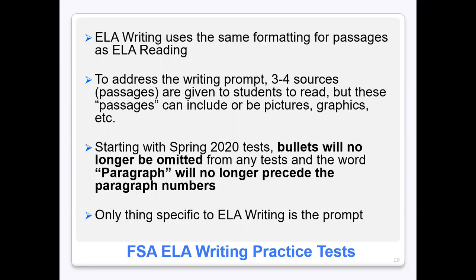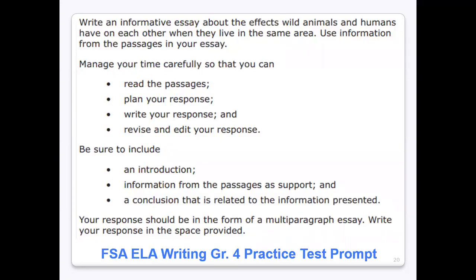With the ELA writing, the only thing specific to it is the writing prompt. There's nothing else really special about it. So here's an example of the writing prompt. This one is from the grade 4 practice test.